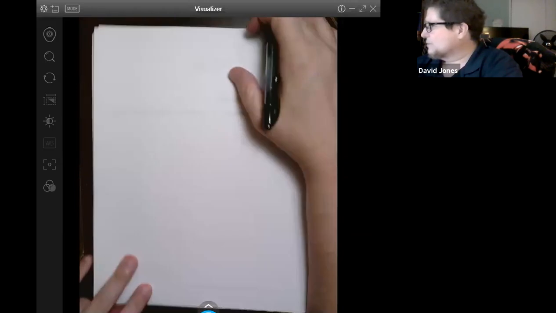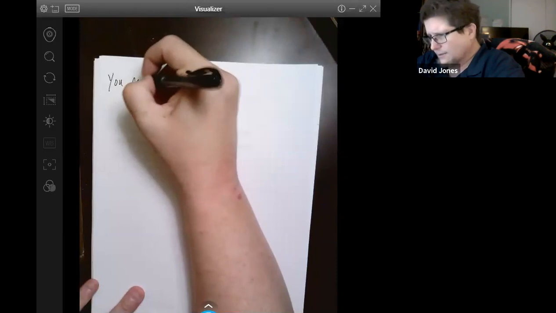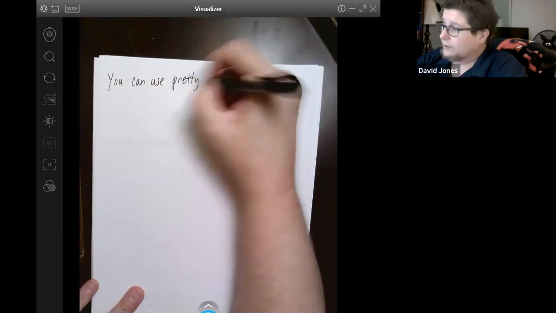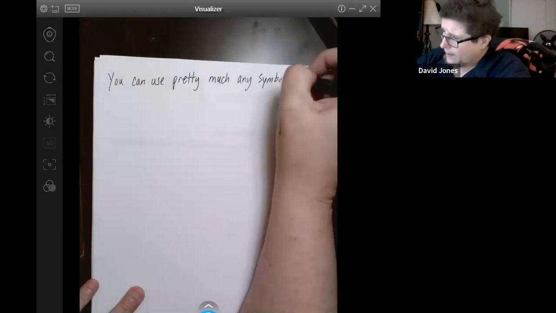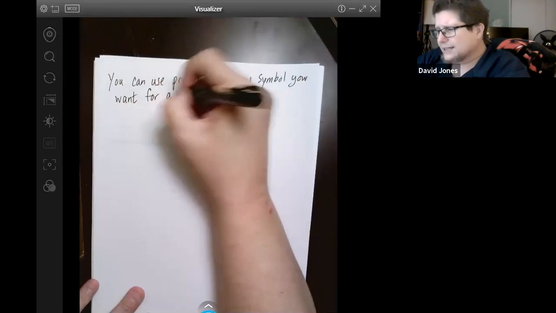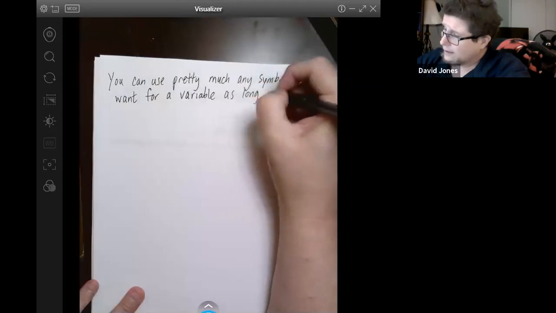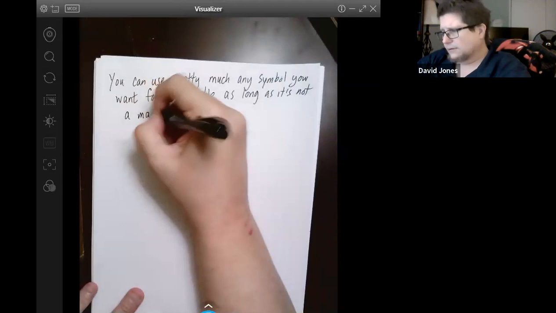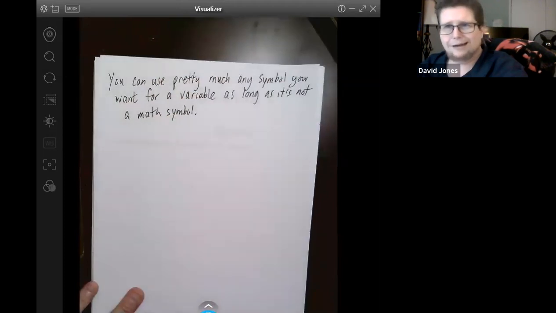I've been using X's and Y's and Z's. You can use pretty much any symbol you want for a variable, as long as it's not a math symbol. Like you don't want to use a plus sign to represent a variable.